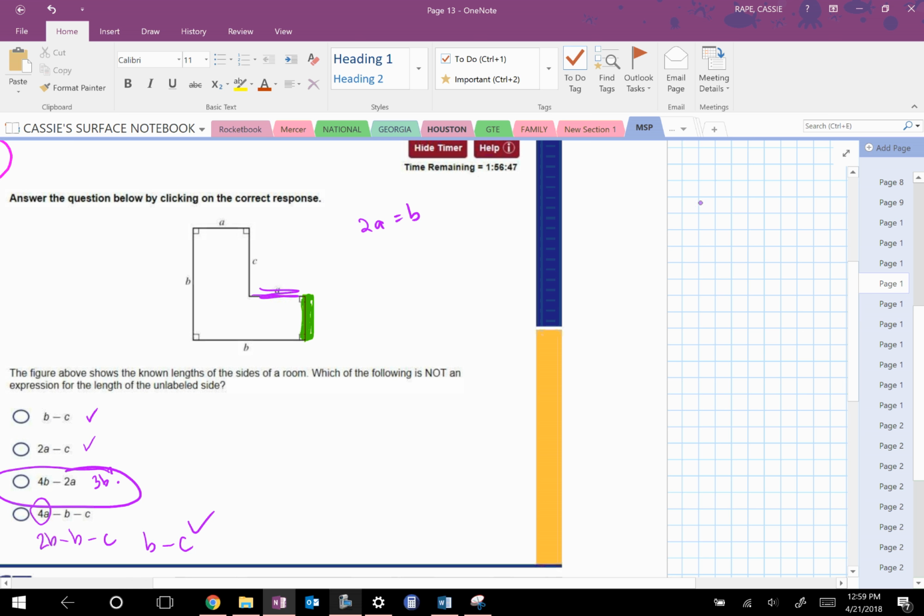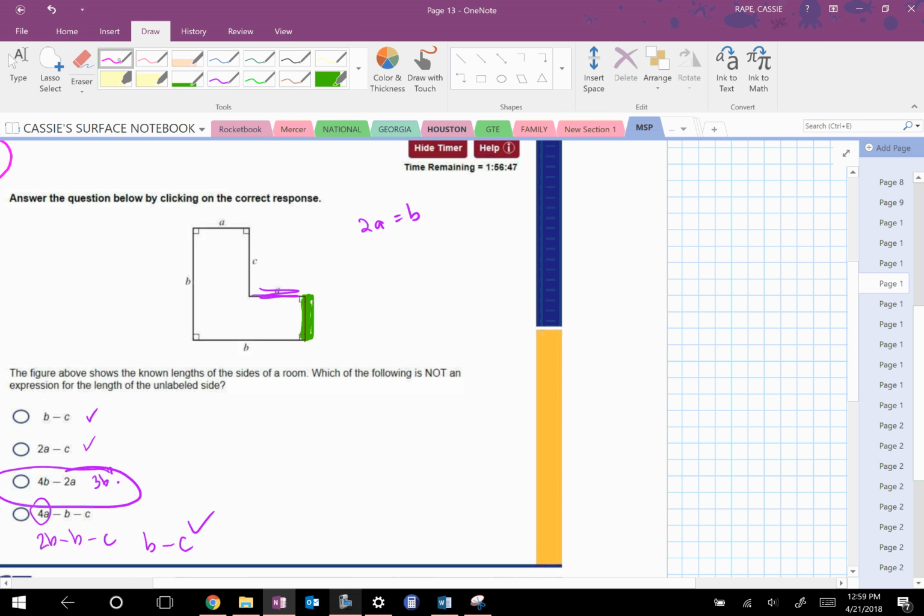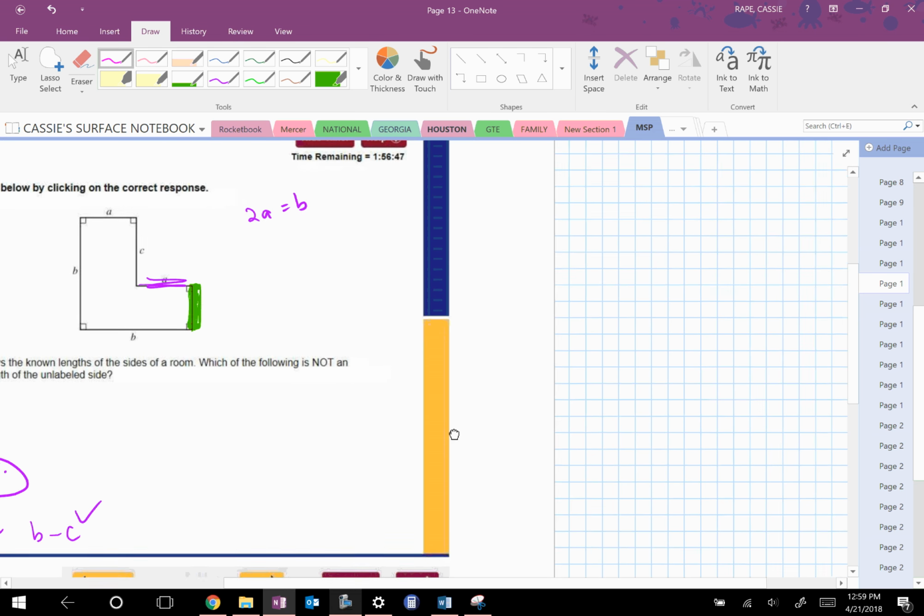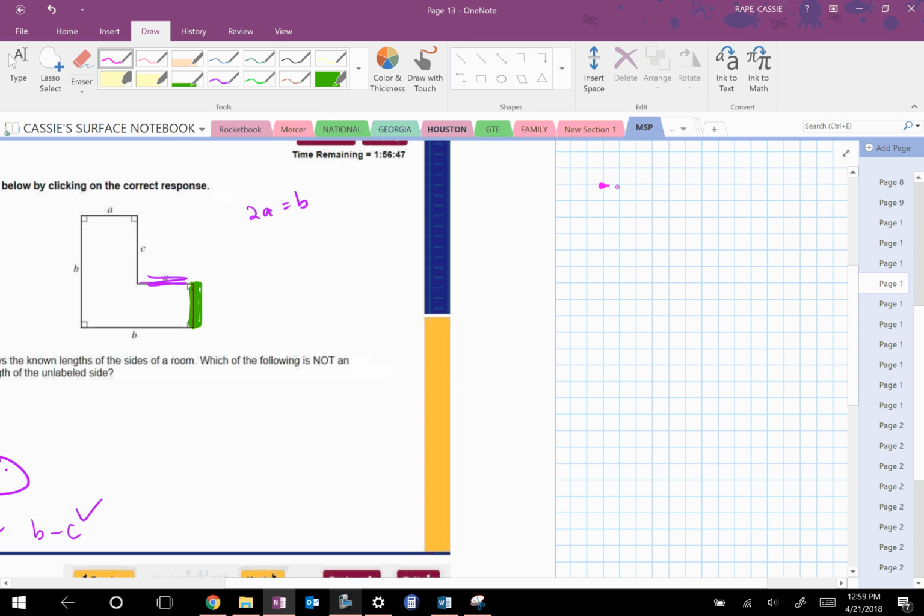So what I did was, I'm going to draw here. I said, okay, I'm just going to say that A is 5. 1, 2, 3, 4, 5. And then I'm going to say that B has to be 10. So 1, 2, 3, 4, 5, 6, 7, 8, 9, 10. So B is 10. It doesn't tell you how much C is, so I just made up a number. I said, okay, I'm going to go down 6. 1, 2, 3, 4, 5, 6.